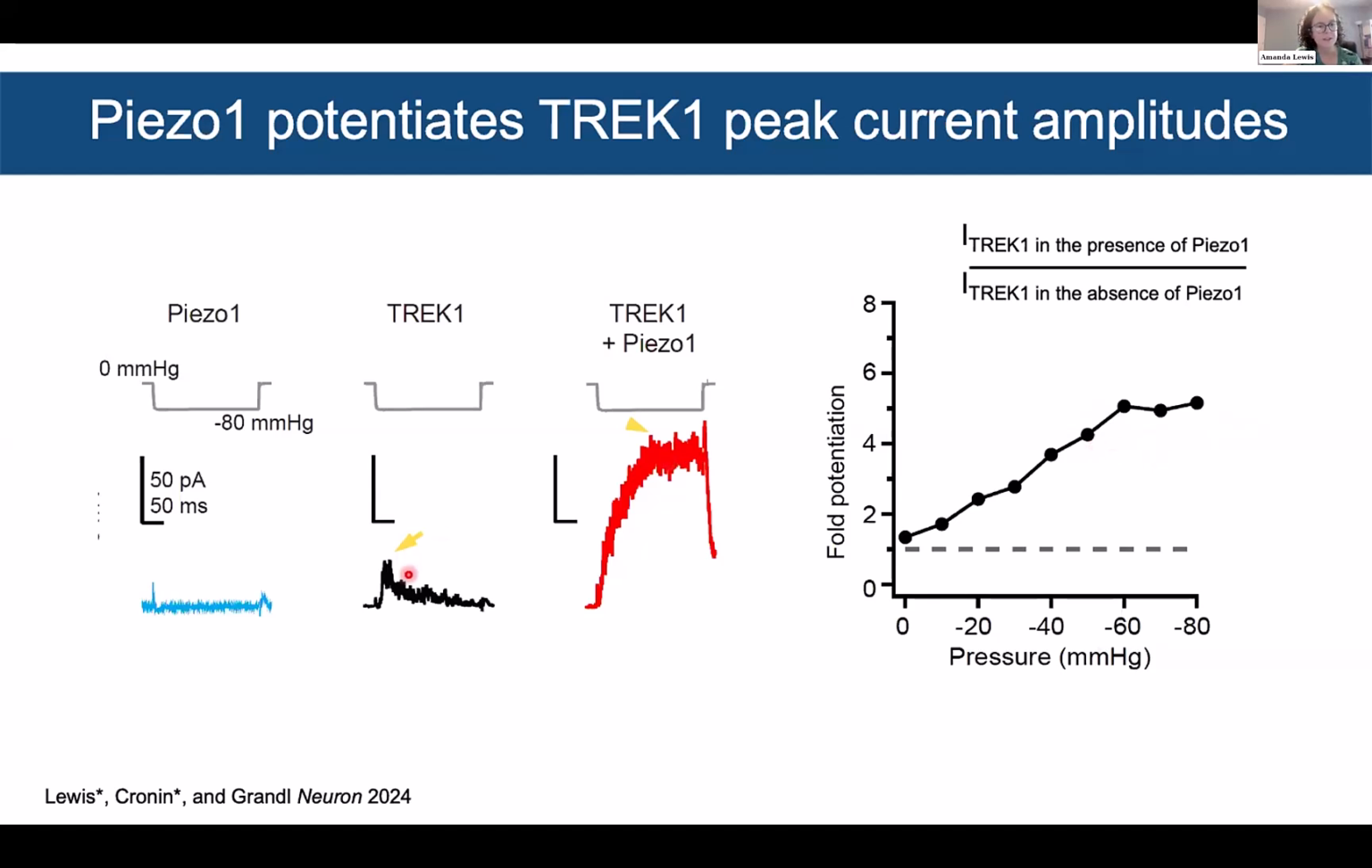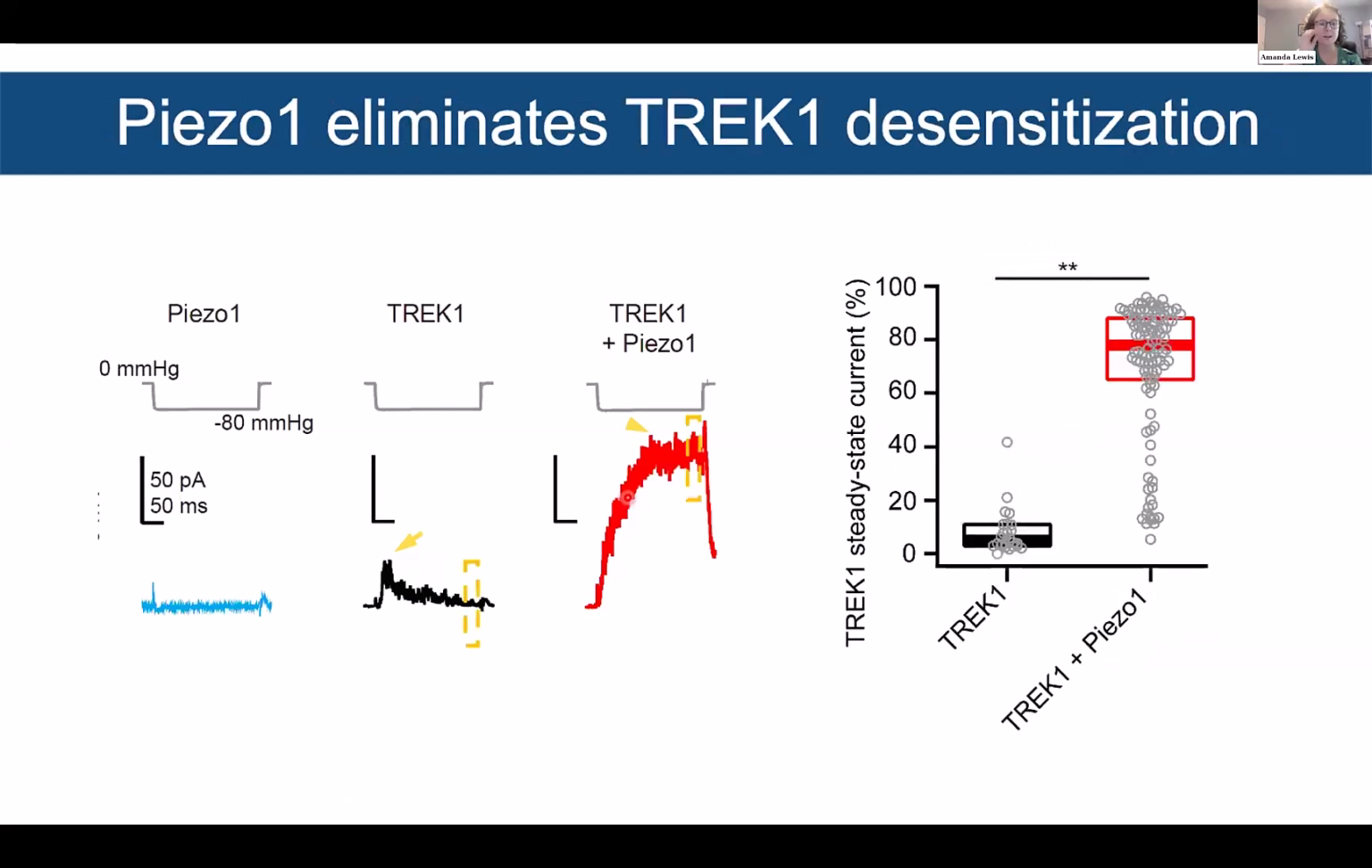Now, you may have also noticed that the kinetics of the TREC1 current change. So this we quantify as the steady state current, or the current remaining after 250 milliseconds of pressure. Of course, not quite all patches have completely saturated at this point, but I'll refer to this as the steady state current for simplicity. And what we find is that in the absence of piezo1, TREC1 currents desensitize quite rapidly, such that only about 5% of the current remains. But in the presence of piezo1, this desensitization is nearly absent in most patches, with a mean of about 80%.